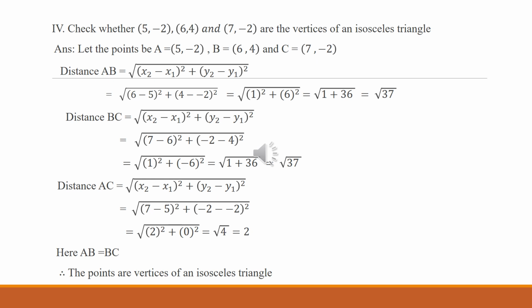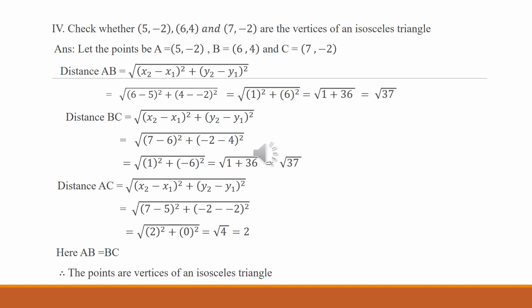Equal to root 37. Next, distance BC is equal to square root of (7 minus 6) whole square plus (negative 2 minus 4) whole square. Again, it will be square root of 1 square plus negative 6 square, equal to square root of 1 plus 36, equal to root 37.